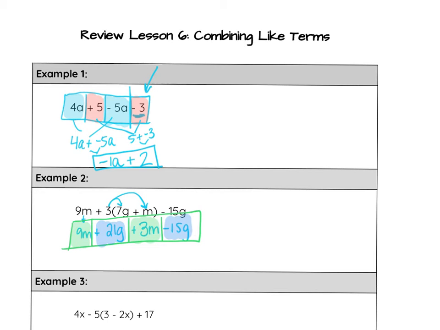So remember, the word combine means to add. So you're adding your like terms always. So add 9m and 3m. 9m plus 3m is 12m. Add 21g and negative 15g, you get 6g. Because that 6g is positive, we put a plus sign here. So 12m plus 6g.